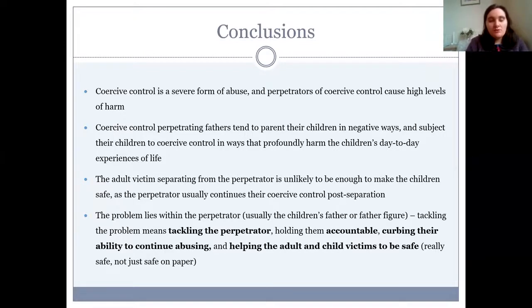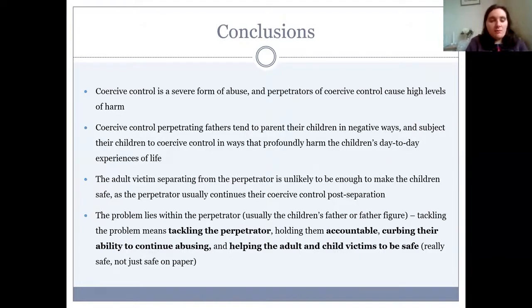So to conclude, coercive control is a really severe form of abuse, and perpetrators of coercive control cause high levels of harm. Coercive control perpetrating fathers tend to parent their children in negative ways and subject their children to coercive control in ways that profoundly harm the children's day-to-day experiences of life.